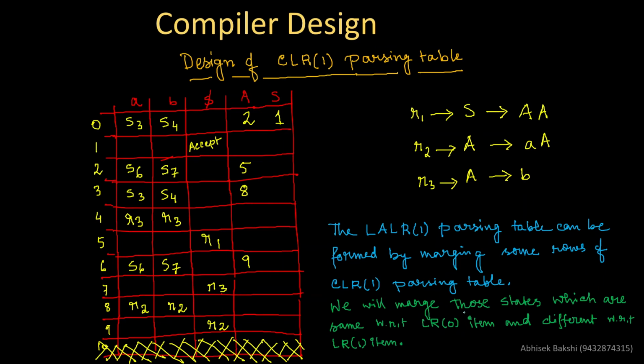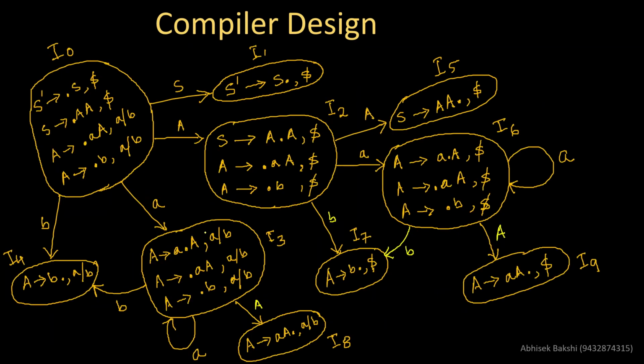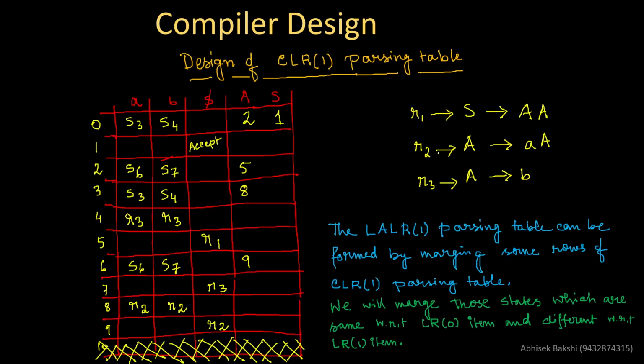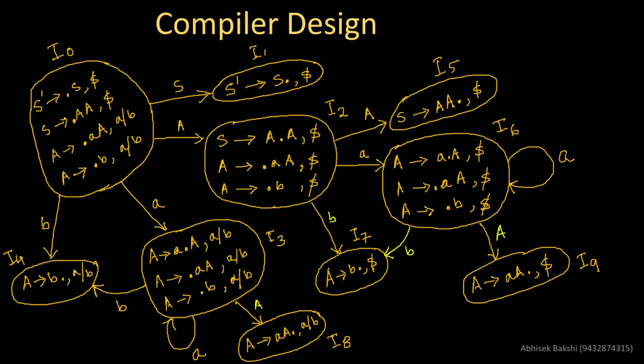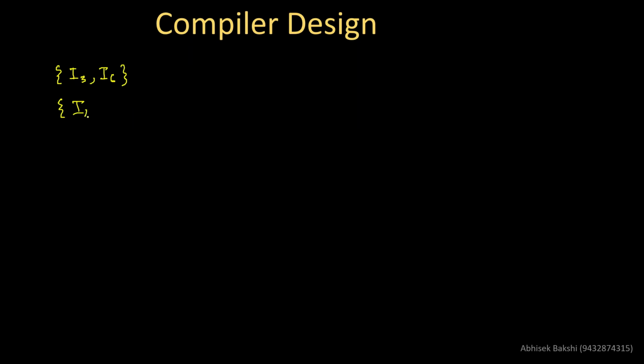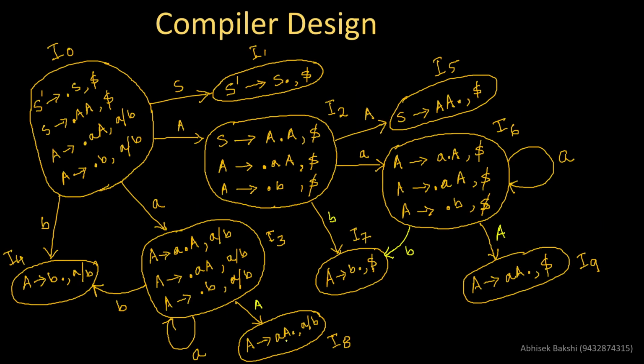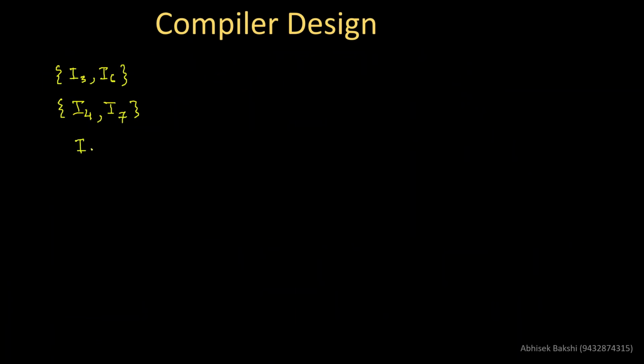For example, what are the states that I have? If you compare, as I told you, here it is I3 and I6. Then you will find it is I4 and I7. You see, both are A to B dot, with the only difference in the look ahead. One is A or B, one is dollar. And another pair is I8 and I9.